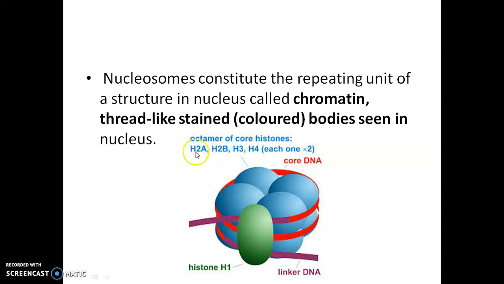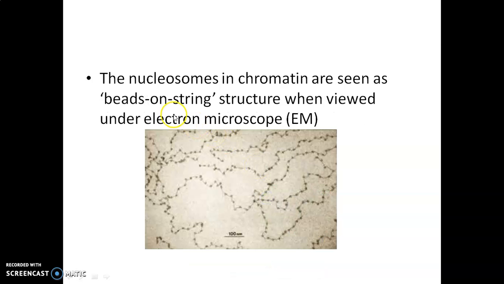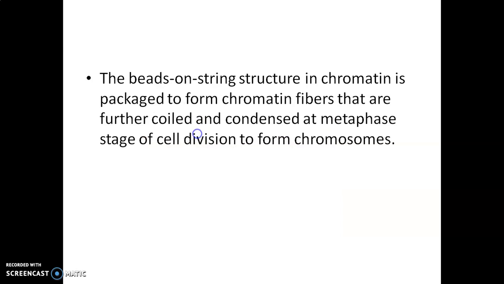Which are the units? H2A, H2B, H3, H4, two of each. On both the sides there are histones. Clear? Then the nucleosome and chromatin are seen as beads on a string. That's why this nucleosome model is also explained as the bead on string model structure. This is a view under an electron microscope. Here you can see the histone octamers as beads and the DNA as string.